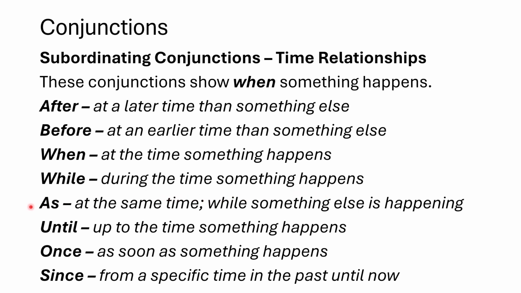As, which means at the same time while something else is happening. Until, which means up to the time something happens. Once, which means as soon as something happens. Since, which means from a specific time in the past until now.